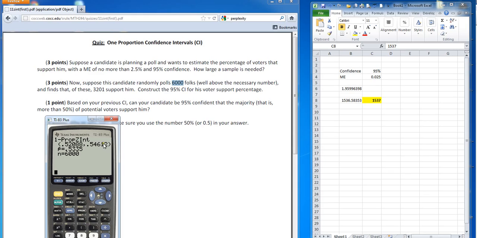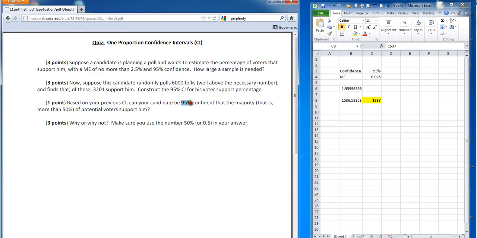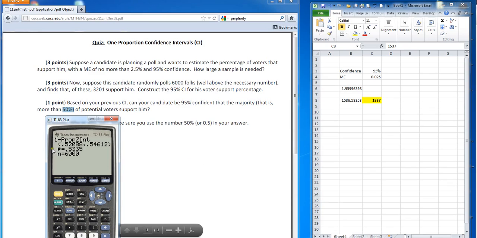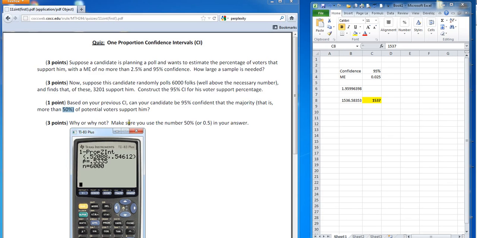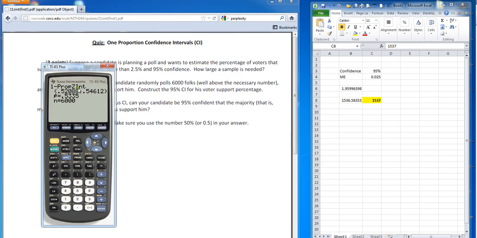Based on that previous confidence interval, can your candidate be 95% confident that the majority supports him? My vote for this is yes. And now I ask you to explain why or why not. So my vote is yes, because at 95% confidence, the minimum percentage of support is 52.1%, which means it's at least 2.1 percentage points higher than a majority in this confidence interval. In other words, 0.5, 50%, is not in the interval. This entire interval is above 50%.